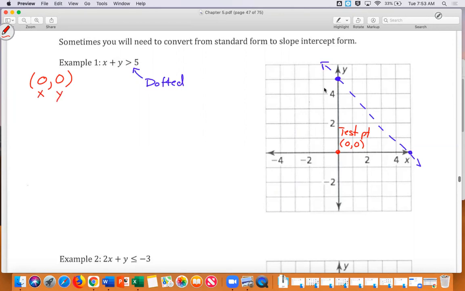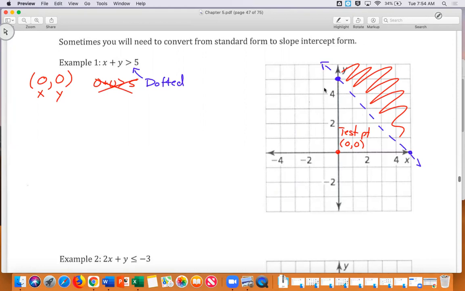So we label our point and we just plug it in. Is 0 plus 0 greater than 5? No. Do you see how this test point failed, and it's below my line, so to say? So we shade on the opposite side. Any questions with that? So the first way to go about graphing in standard form is to really just try to do the cover-up method.